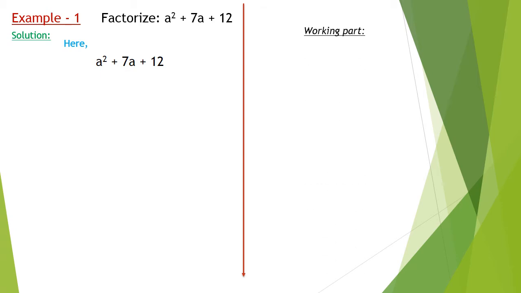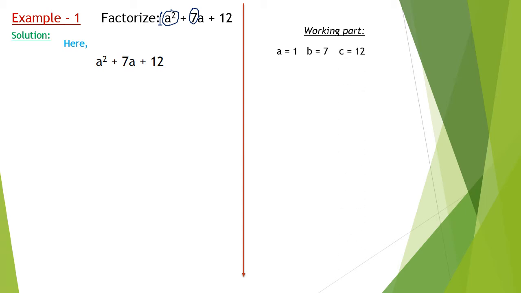Now this working is done to find the two numbers. The value of a is 1, as I have already said. a is the coefficient of the term having power 2, that is a square. This is the first term and its coefficient is 1, so the value of a is 1, and the value of b is 7. You can easily see the value of b is 7, the coefficient of the term having power 1, having degree 1, you can say, and c is the constant.